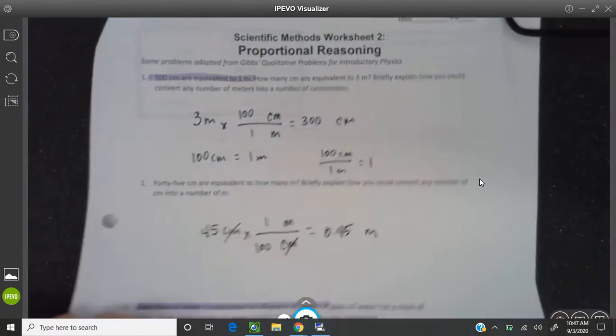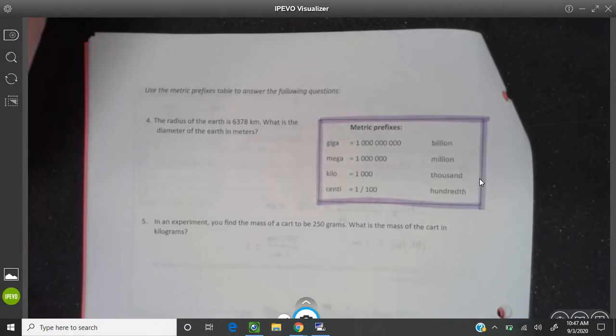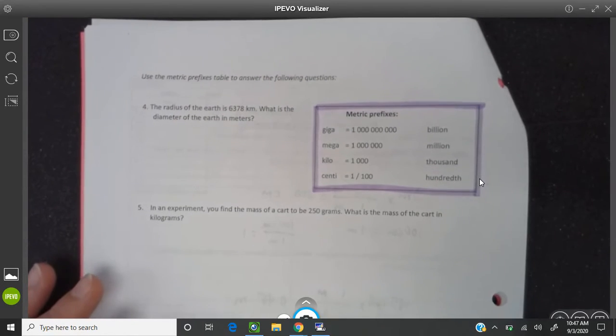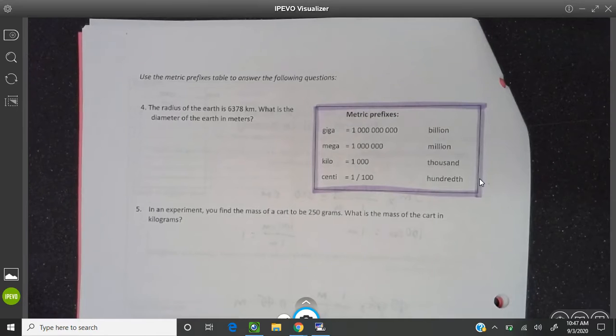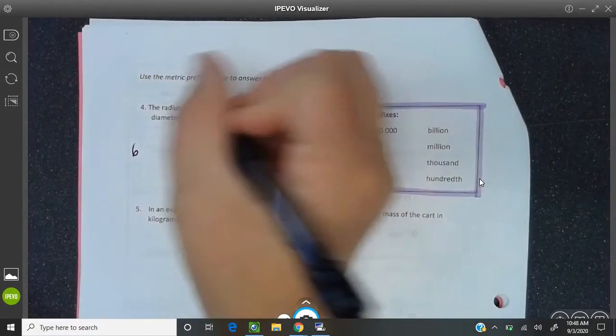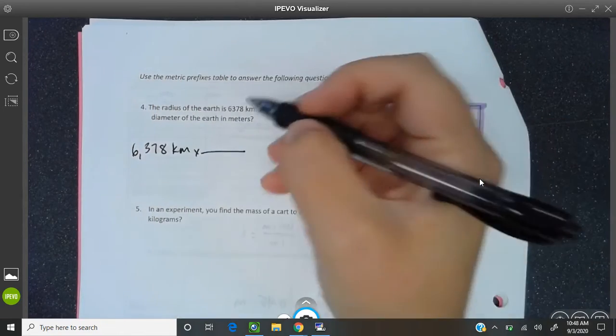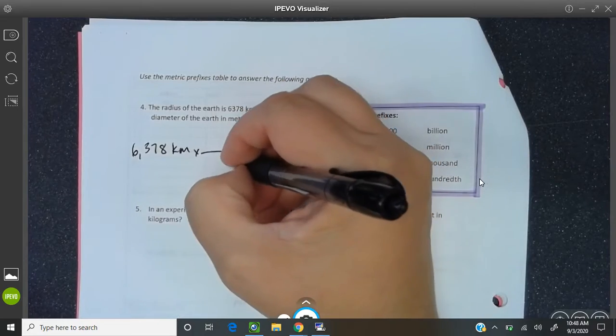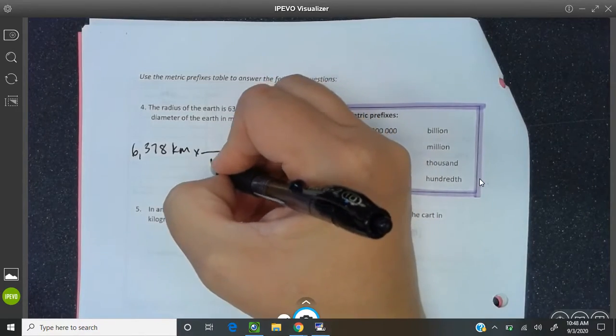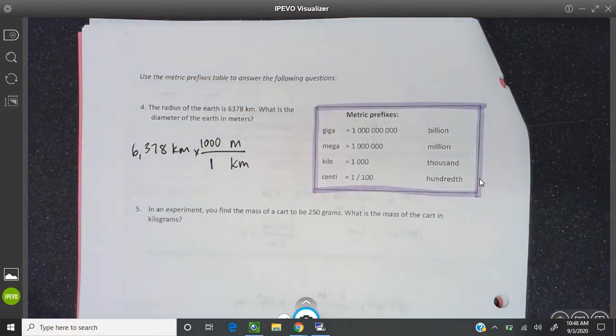All right. So now we're going to switch pages and go to problem number 4. Alrighty, so problem number 4 has a bunch of metric prefixes up at the top. Refocus that. The radius of the Earth is 6,378 kilometers. What is it in meters? You might be able to do this one in your head. So we've got 6,378 kilometers times, and I'm converting this to meters, so what I want goes up at the top. What I'm canceling out goes underneath. For every 1 kilometer, there's 1,000 meters.